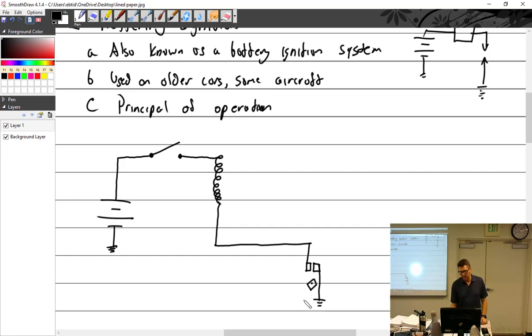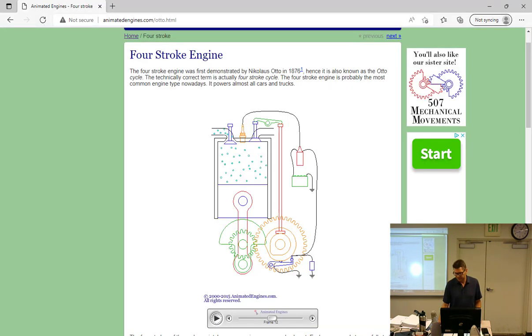And that cam is going to be attached, that's a cam, or the breaker cam, if you will. It's the cam inside of the magneto. It's not the cam that drives the valves. This right here is a camshaft, this orange piece right here.